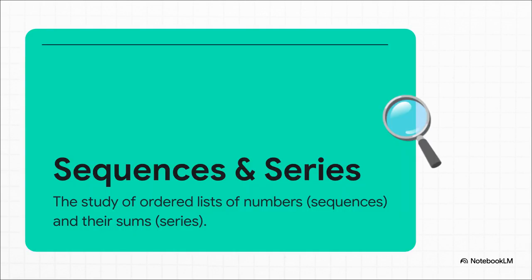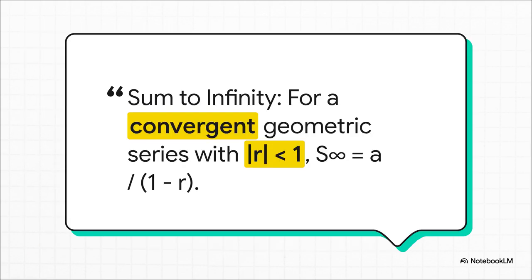For any sequence or series question, your first job always is to identify what type it is. Ask yourself, is it arithmetic with a common difference, or is it geometric with a common ratio? You have to know the formulae for the nth term and the sum of n terms for both. It's non-negotiable.